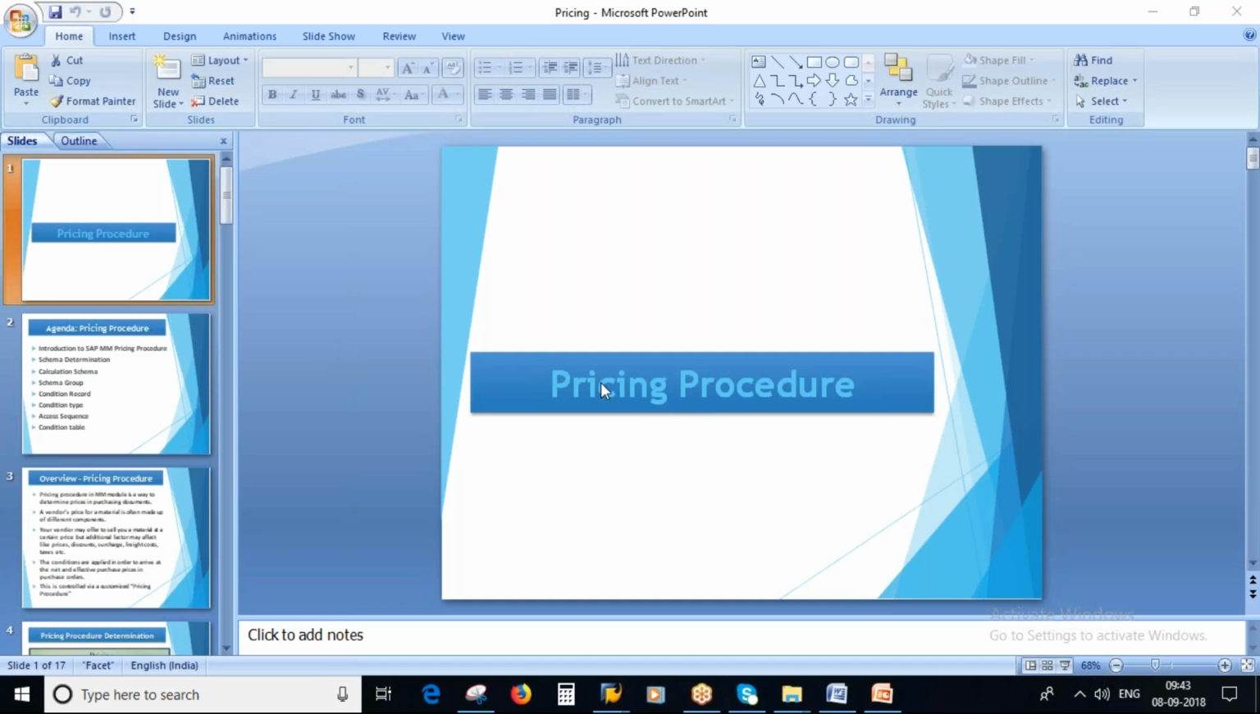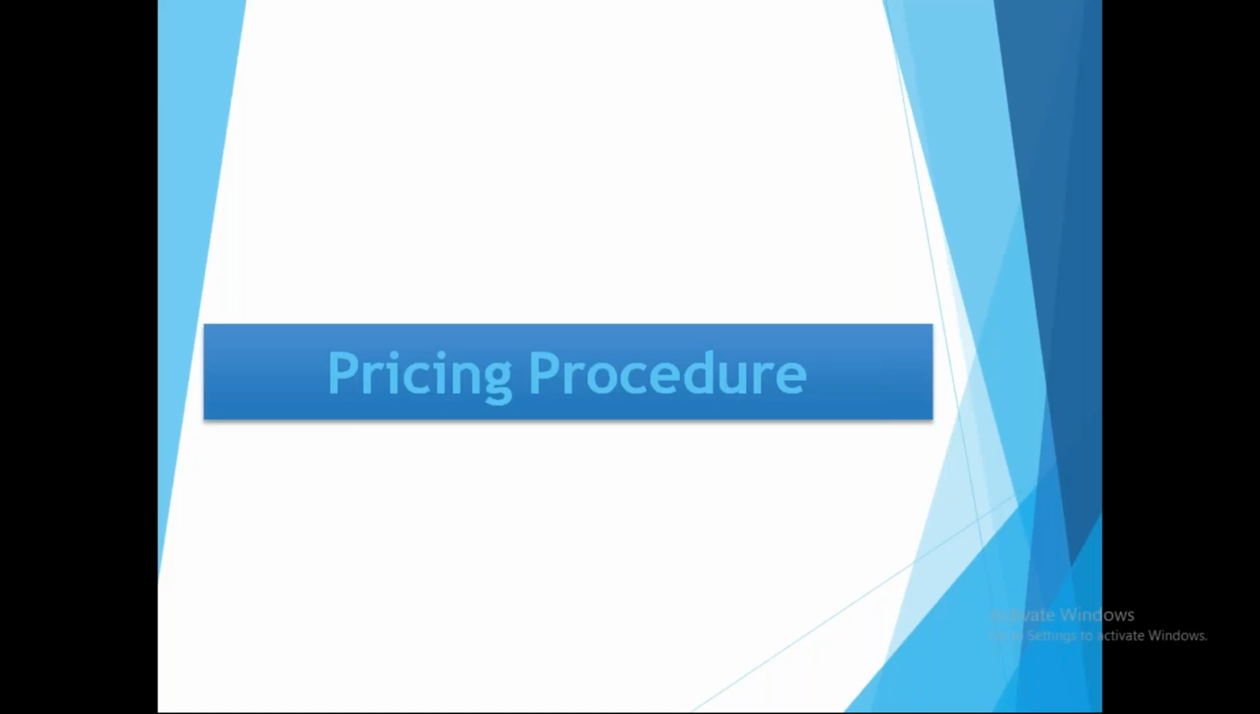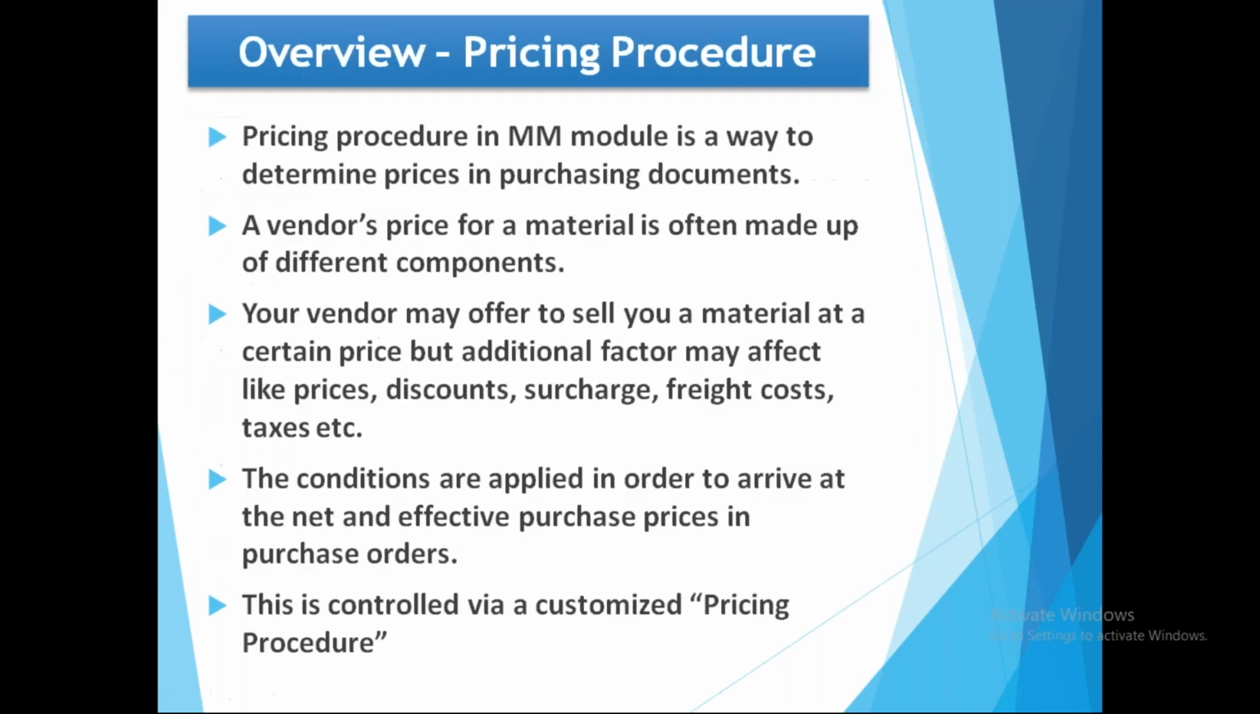Okay, so today we'll be starting our next topic, that is pricing procedure. We will be discussing the topics that we are going to cover. They are: we will see introduction to SAP pricing procedure. We will see schema determination, calculation schema, schema group, condition record, condition type, access sequence, and then condition table. So these are the topics we will be covering in the pricing procedure.